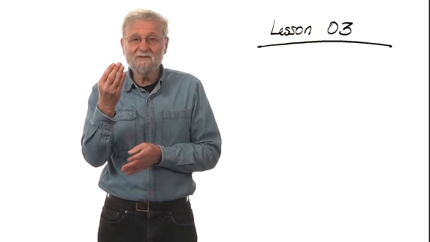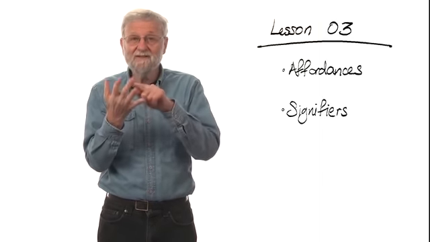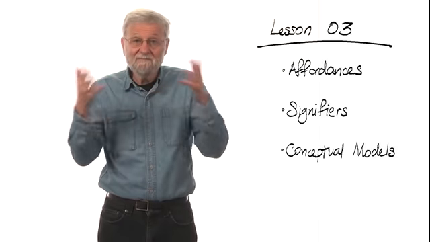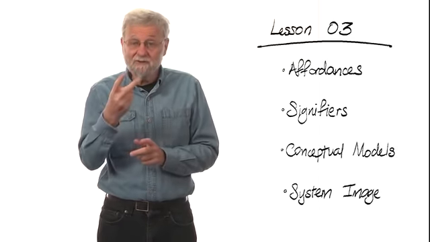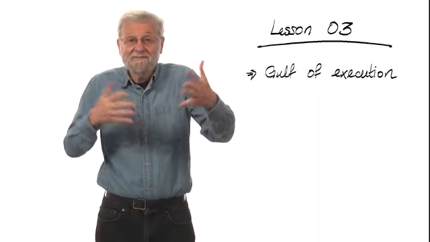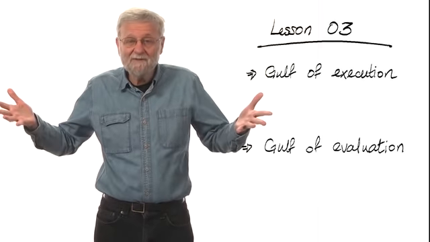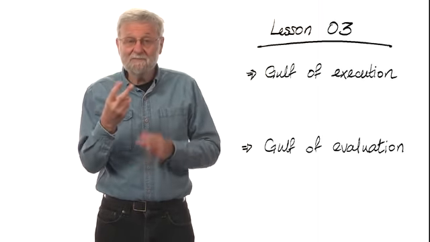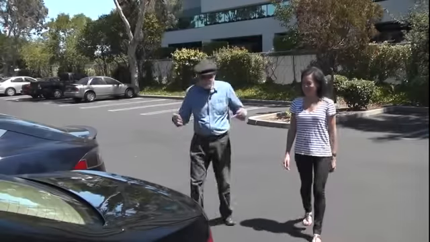Welcome to Lesson 3. You've now learned 4 basic fundamental concepts: affordances, signifiers, conceptual models, and system image. In this lesson, we're going to learn 2 more principles based on the gulf of execution. How do I know what I can do? And the gulf of evaluation. How do I know what happened? This leads to 2 concepts: discoverability and feedback.